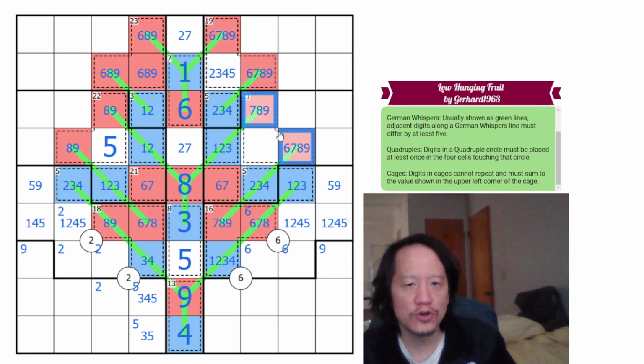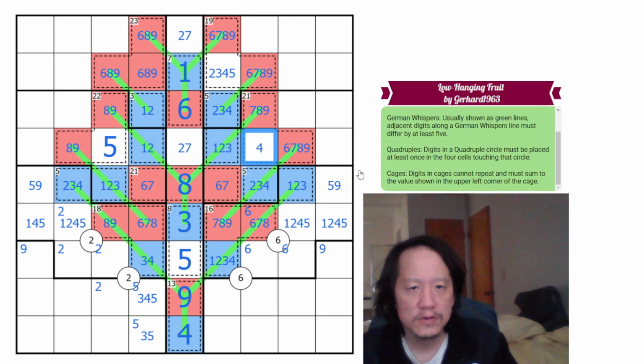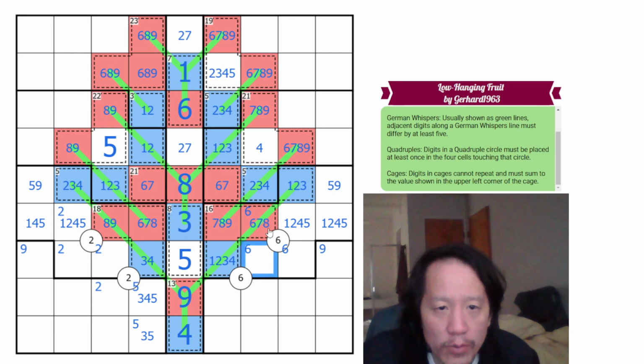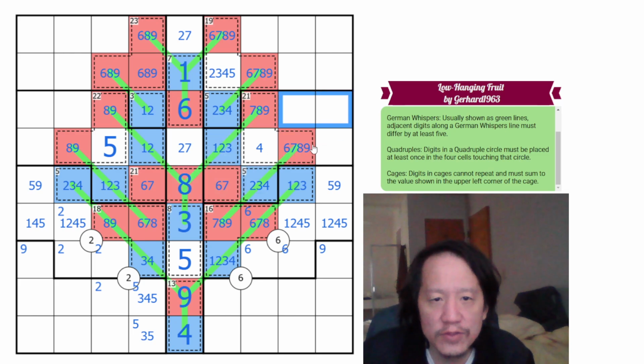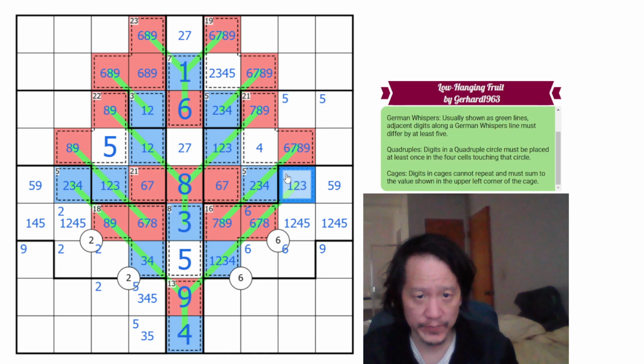This, on the other hand, could be 4, 8, 9, and 8, 9. That works. 4, 7, 5, 7, 8, but there's no 5 allowed because that can't be 5. In addition, none of these can be 5. And this can't be 5. This can't be 5. So the 5 in this region has to be here. So this is 5.